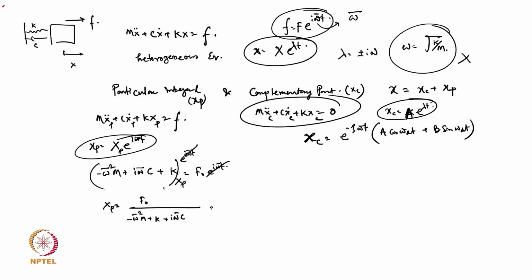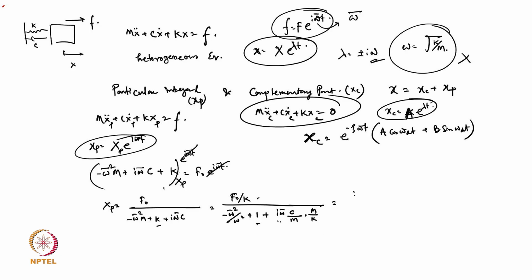Okay, makes sense? Can I write f0 by k divided by 1 minus omega bar square by omega square plus i omega bar c divided by m into m divided by k? What I did is take k common from the denominator. If I take k common, then k becomes 1 here, then minus omega square, since m by k equals 1 by omega square, the system's property. Then i omega bar, then c I just divide by capital M and multiply by M and divide by K, because K I have already taken common, so there will be that 1 by K.